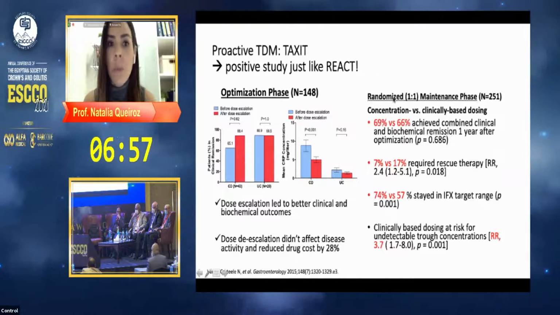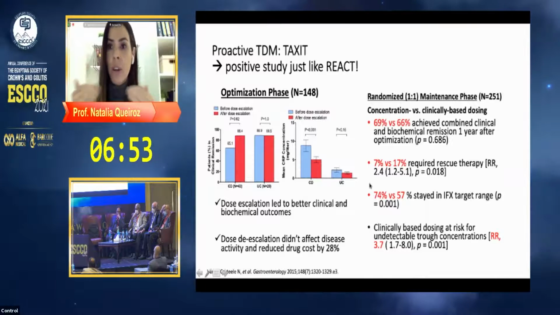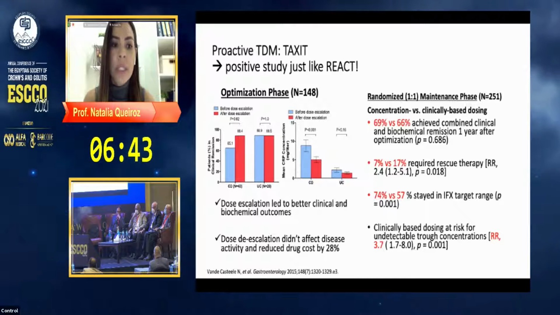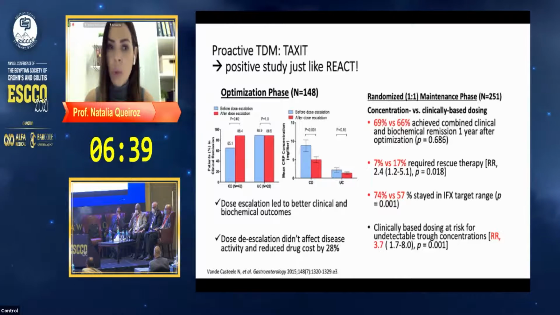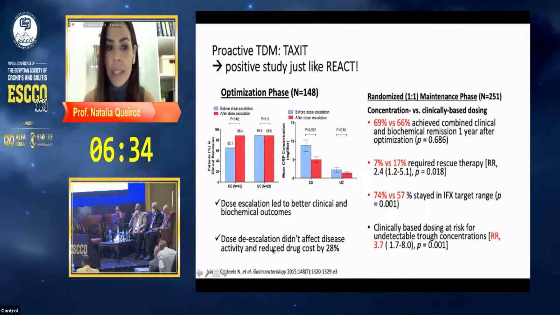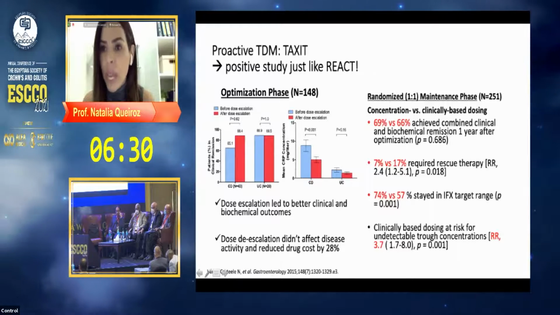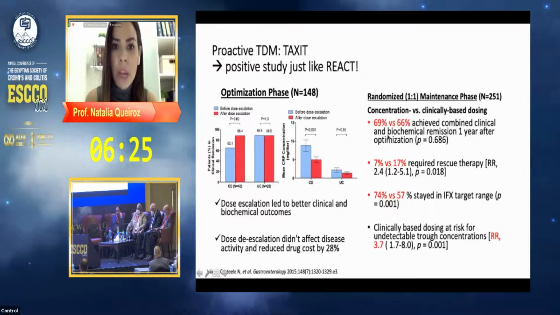In the optimization phase, patients had their treatment escalated or de-escalated to achieve a range of infliximab between 3 and 7 nanograms per milliliter. And it was demonstrated that dose escalation led to better clinical and biochemical response in Crohn's disease patients, and dose de-escalation didn't affect disease activity and caused a cost reduction by 28%. In the maintenance phase, the primary outcome was not achieved.